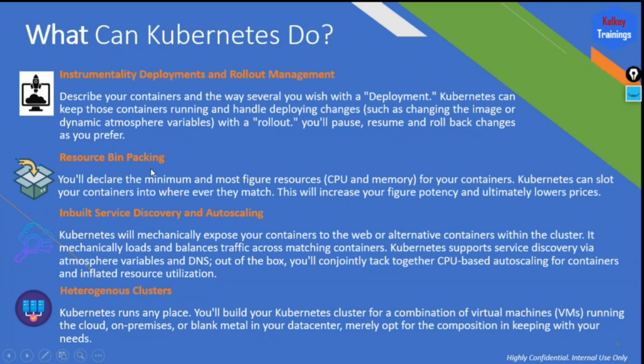You can have resource bin packing. That is, you can declare the minimum and the maximum configured resources. That means you can have the minimum and the maximum of resources configured for your containers. So while you are designing and deploying your containers, you can at the same time, through the manifest files of Kubernetes, declare what is the minimum amount of resource this container is going to take, and what is the maximum of the resource. And you can specify a limit.